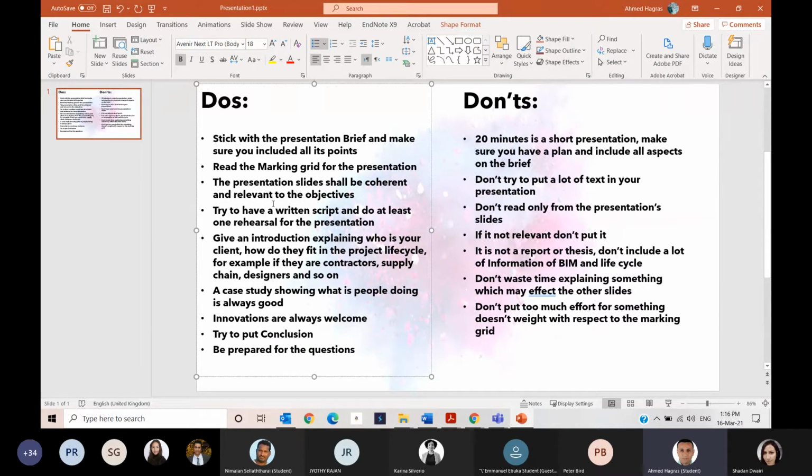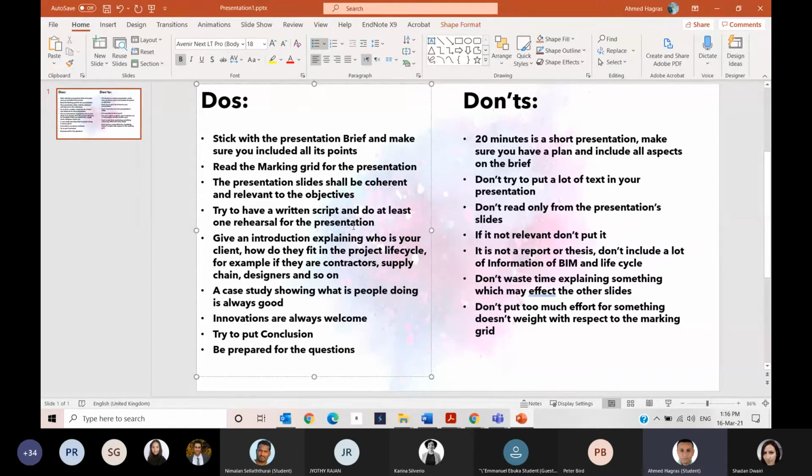The presentation slides shall be coherent and relevant to the objective. Don't put anything in the presentation that you will not use, or that will not be relevant to the presentation brief. Try to have a written script, and this is advice, because actually you have to rehearse it as well. You cannot just put up the presentation and say anything. It's not a good way to present. Just try to have a written script.